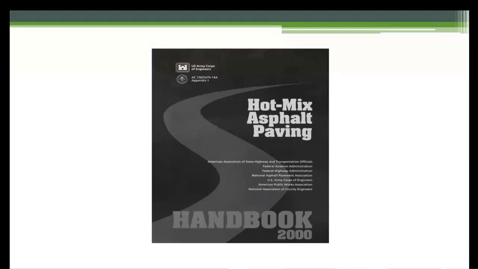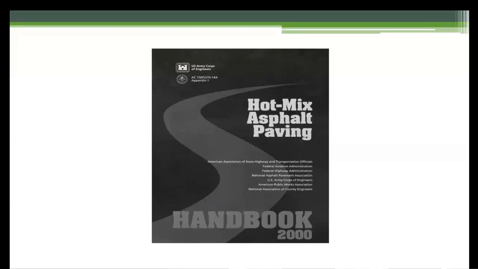You can download those from the two DOT sites. One of the basic books I've used for a long time in this class, you should see in front of you, is called the Hot Mix Asphalt Paving Handbook. It's a pretty good general description, particularly if you're brand new to the asphalt world or even the construction world. It's laid out in multiple sections.